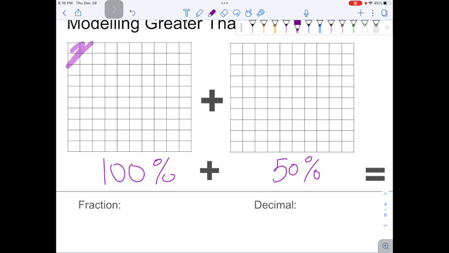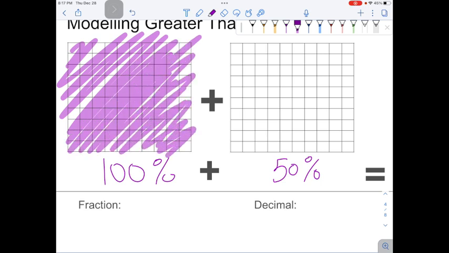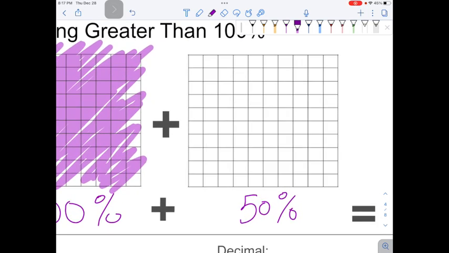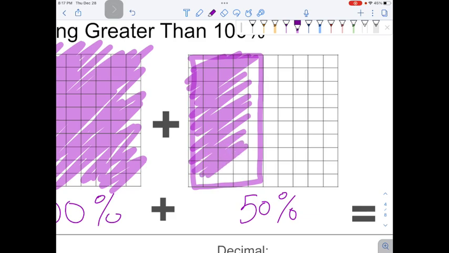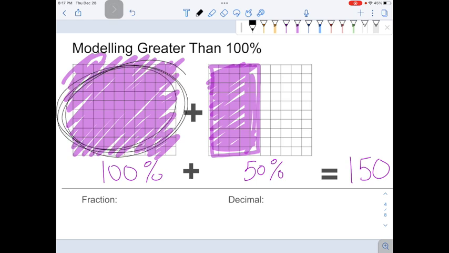So then I would have all 100 of these squares, plus 50 of the next one. So let's see, that's 1, 2, 3, 4, 5 by 10. 5 times 10 is 50. So this is what 150% looks like. Do you notice that it's more than just this one square on the left? It's that whole plus a little bit of the next one, which is why it's more than 100%.